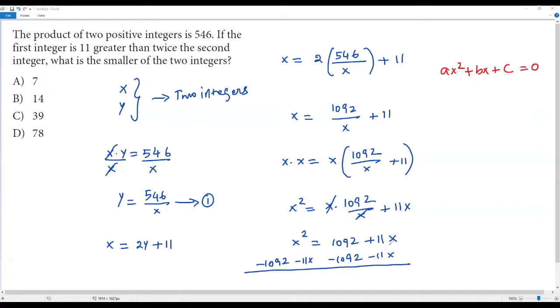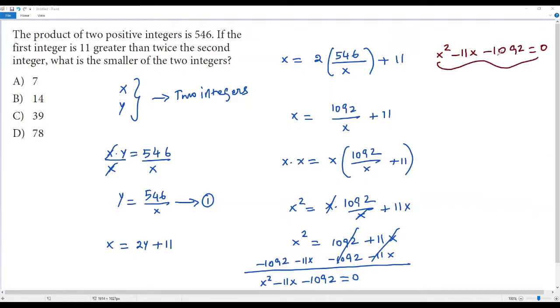Okay, when I do such a subtraction, this positive 11x and negative 11x will cancel, and the same thing here. Then I'm getting x squared minus 11x minus 1092 equals 0. Now I got the quadratic equation in standard form. That is x squared minus 11x minus 1092 equals 0. Now we have to solve this quadratic equation for x. I think it's a bit difficult to solve by factoring, because the number over here is a little huge. So since it's a digital SAT, we can use the Desmos graphing calculator to solve this quadratic equation.